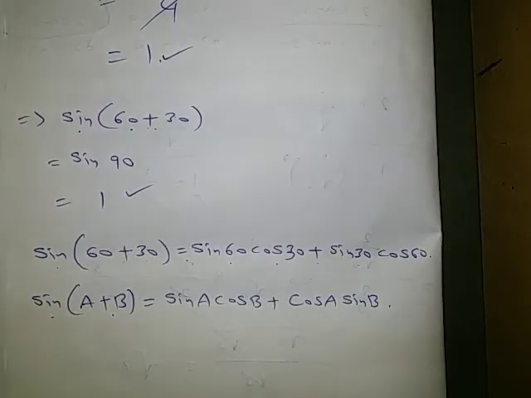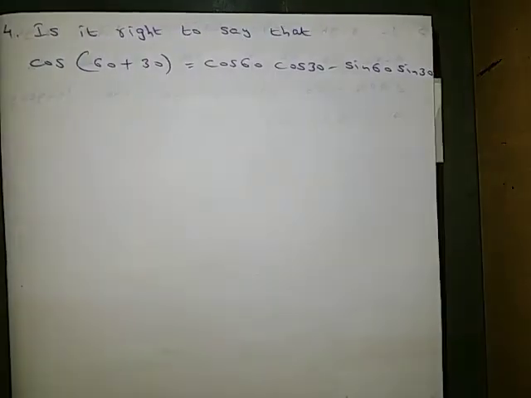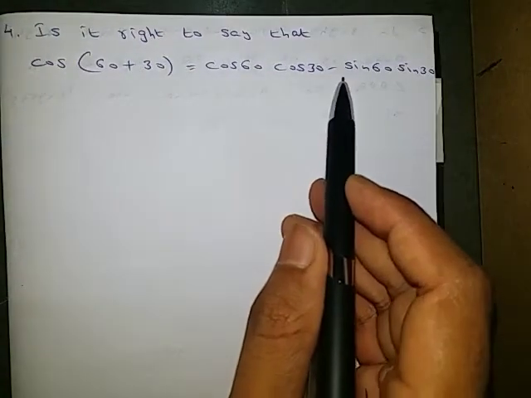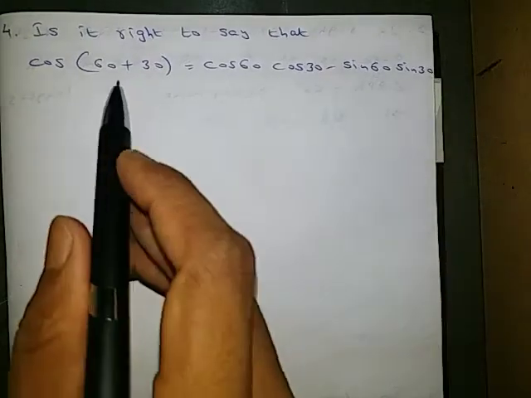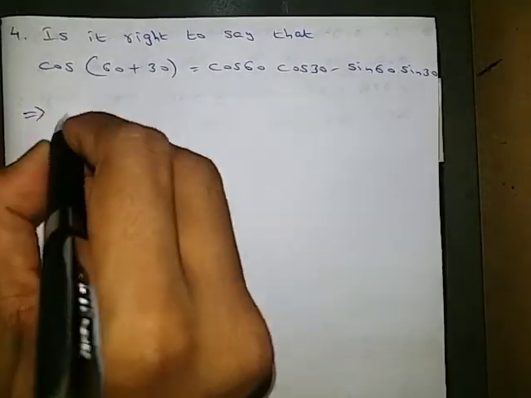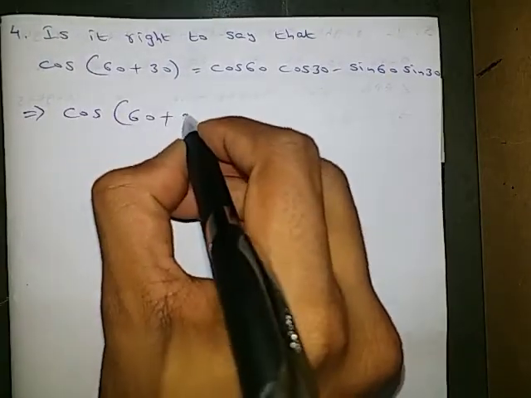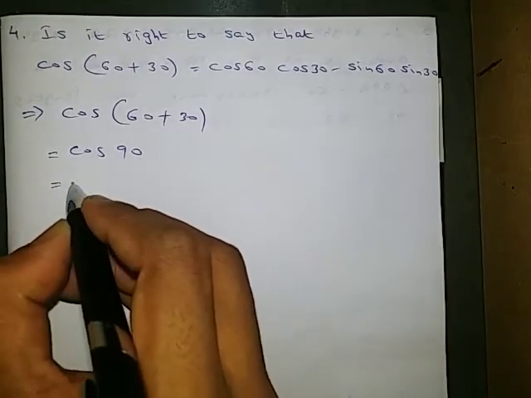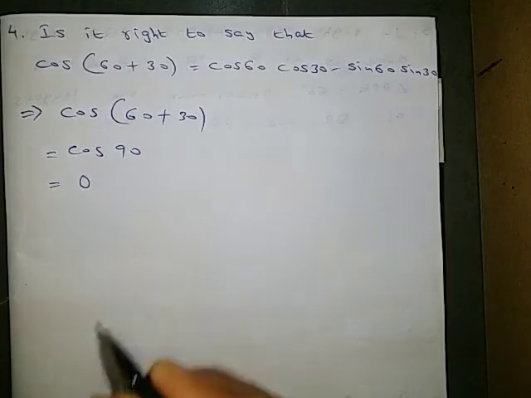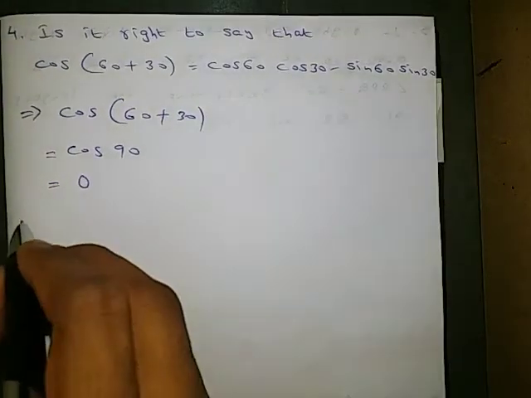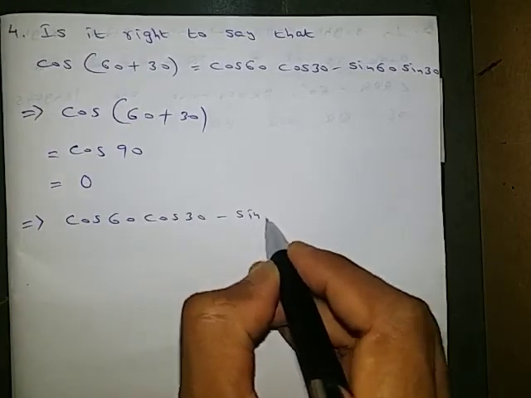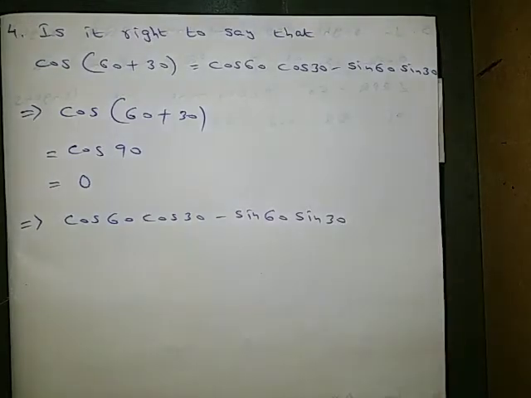Okay, let us move to the next question. Okay, the next question is: is it right to say cos of 60 plus 30 is equal to cos 60 cos 30 minus sin 60 sin 30? First, let us take this LHS, that is cos of 60 plus 30. 60 plus 30 is nothing but 90. So cos 90 is nothing but 0.